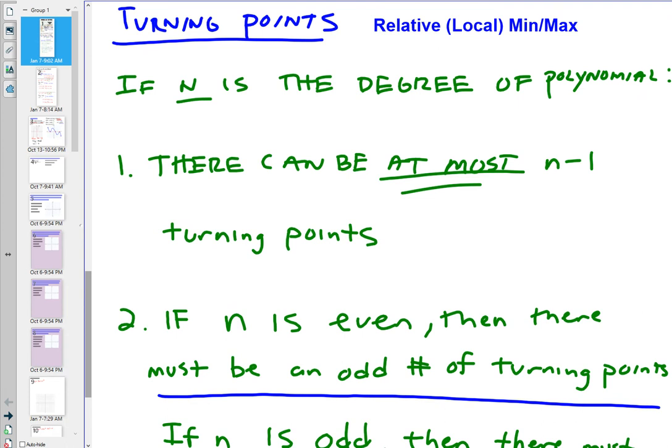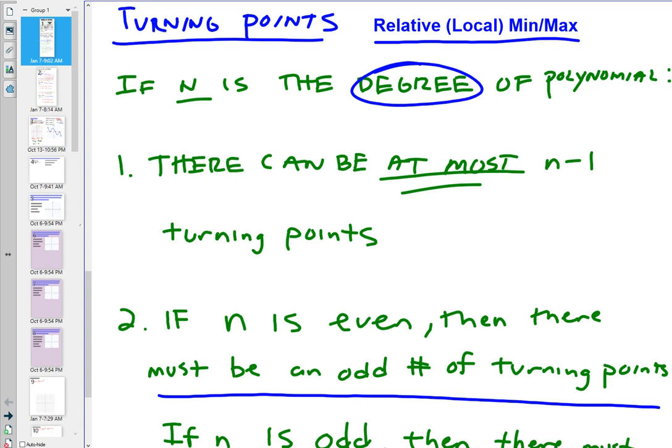You'll see this a little bit more tomorrow and on Wednesday. But turning points are also referred to as relative max-min, or what's called a local max or min. Have you seen any of those phrases? Relative max-min, local max-min, they're talking about a turning point. You can predict roughly how many turning points a function should have based on the degree.